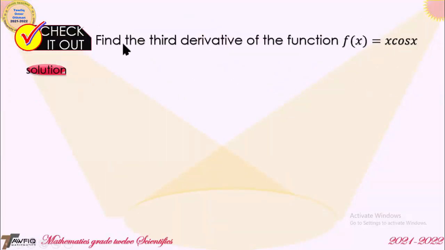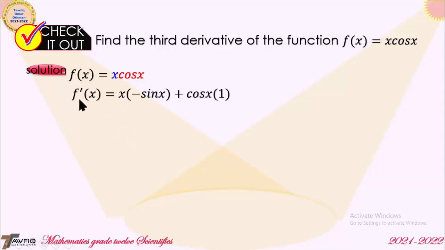Check it out. Find the third derivative of the function f of x is equal to x cosine x. f of x is the product of two functions. Use the product rule. The first derivative is equal to the first one, x, times the derivative of cosine, which is minus sine, plus the second one, cosine x, times the derivative of the first one, which is 1, and f prime of x is equal to minus x sine x plus cosine x.